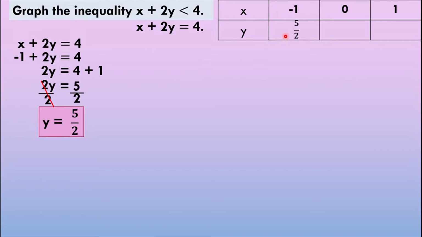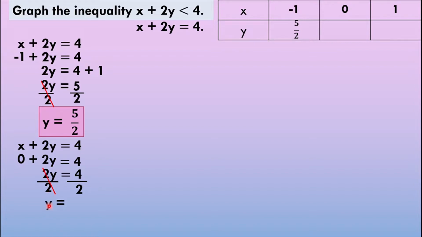Okay, next, when x is 0, let us find y. Okay, so x plus 2y equals 4. Substitute 0 plus 2y equals 4. Okay, 0 plus 2y, we have 2y equals 4. Then, to find the value of y, divide both sides of the equation by 2. 2y divided by 2, 4 divided by 2. So, 2y divided by 2, we have 1y, or y is equal to 4 divided by 2, we have 2. So, y is 2. So, when x is 0, y is 2.